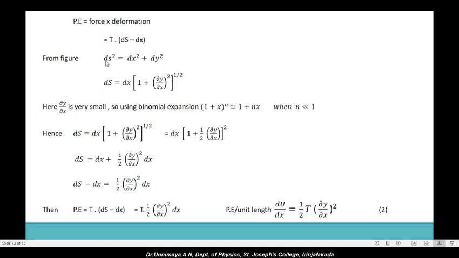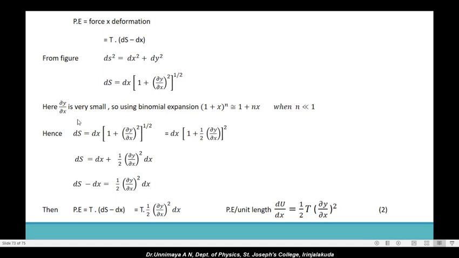മനസ്സിലായെന്ന് വിചാരിക്കുന്നു. From the figure ds square is equal to dx square plus dy square. ഈ ടേമിൽ നിന്ന് dx square ടേമിനെ പുറത്തേക്ക് എടുക്കുമ്പോൾ this term becomes equal to dx square into 1 plus dy square by dx square വരും. അതിൻ്റെ സ്ക്വയർ റൂട്ട് കാണുക. So then end up with this, that is ds is equal to dx into 1 plus dou y by dou x whole square all raised to half.